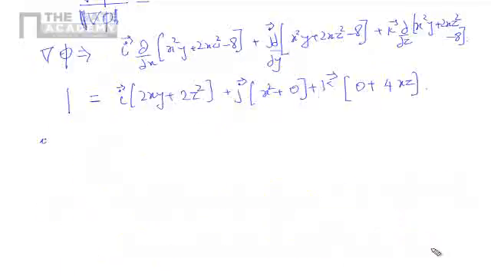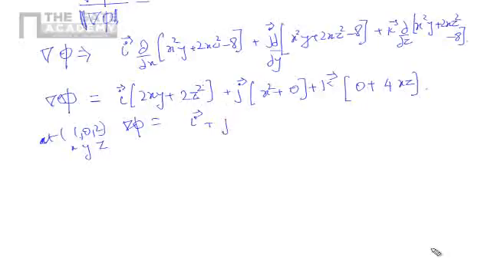Now at (1, 0, 2), del phi will be what? We have to substitute these values. This is the value of x, y and z. So it will give me 8i, because this term will become 0. This is 2 into 2 into 2, 8i, plus j, plus 4xz will give me 4 into 1 into 2, that is 8k vector. So this is the value of del phi.